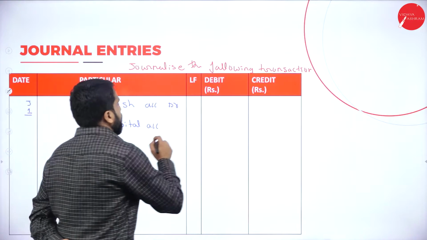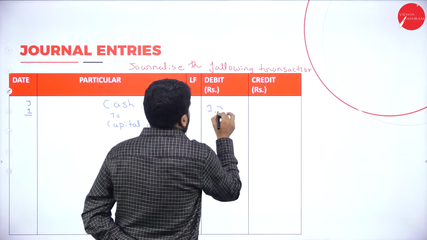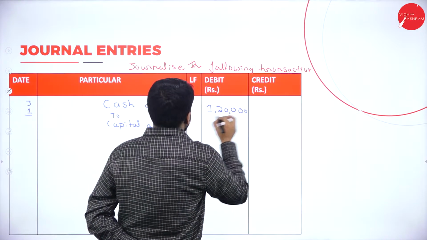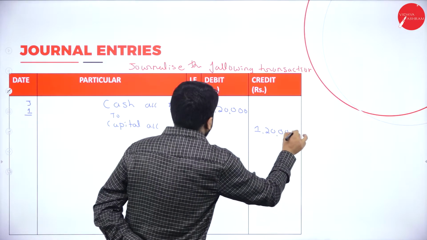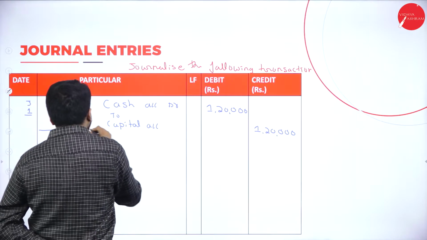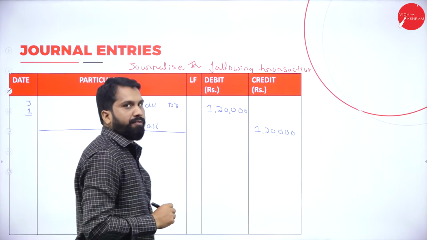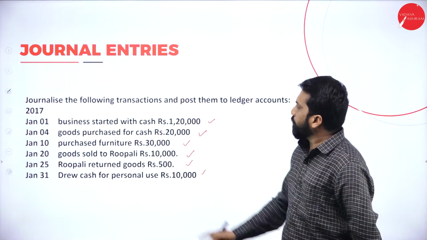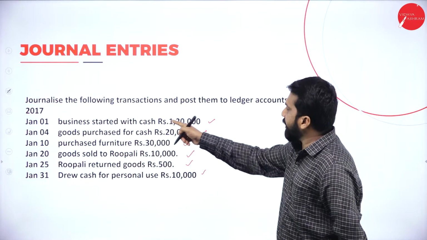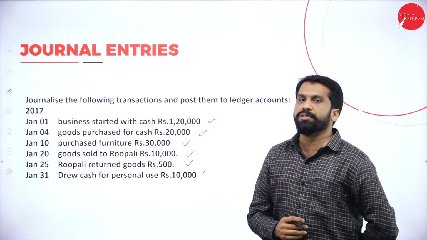1,20,000. Now this will be 1,20,000 and similarly 1,20,000. Narrations you have to write. That will be homework for you. Narration is compulsory. What you should write? Being business started with cash. That much only you should write.